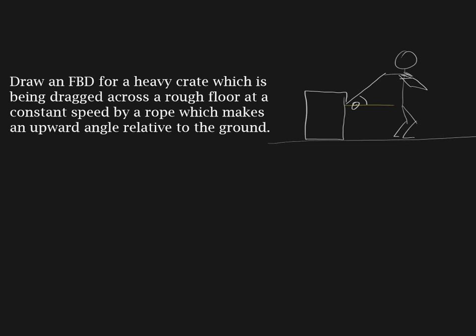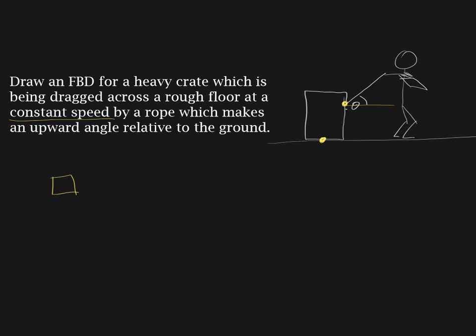Okay, so the first question we're going to ask ourselves, is this a situation of equilibrium or non-equilibrium? And because it is being done at a constant speed, we know that this is going to be equilibrium. And it seems obvious from our diagram here that the crate is going to be moving in a straight line. Then we ask ourselves, what is touching the object? Okay, so we have two separate touches. We have a touch here at the ground, and then we have a touch here by the rope. So let's address these one at a time.